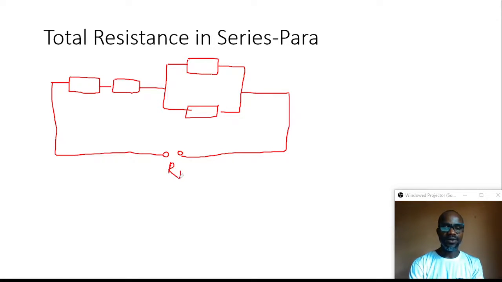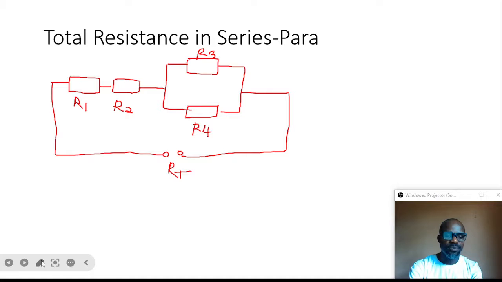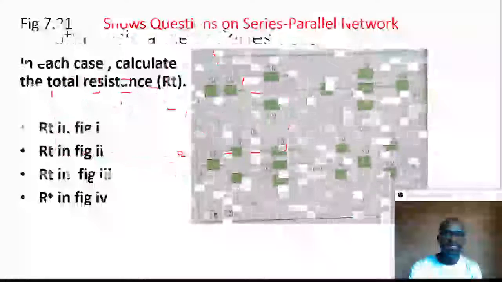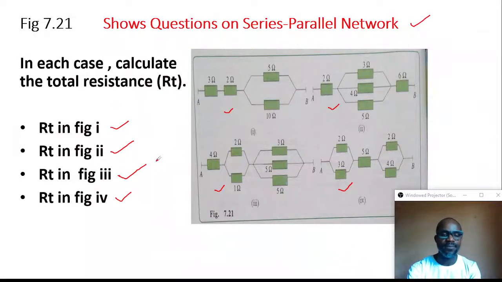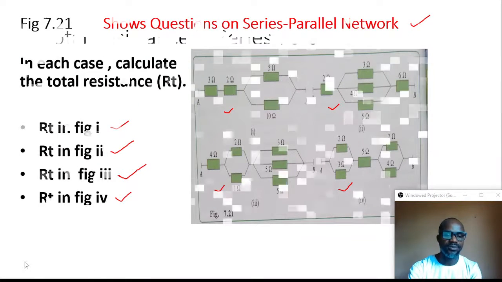So we are going to calculate the total resistance. The first resistance is R1, this is R2, this is R3, and this is R4. Briefly, let's look at their values, because that will help us know exactly what we're going to calculate. The values are 3, 2, 5, and 10. Let's go back to where we're going to solve this.